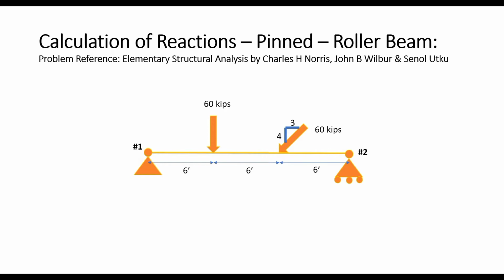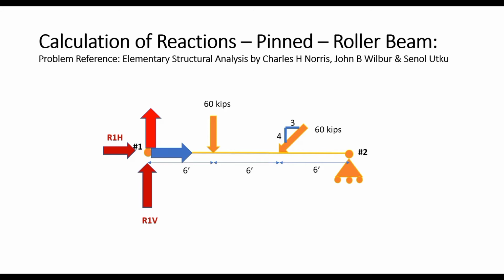Now we will consider the global axis system in such a way that node number 1 lies at the global axis origin. The blue axis here represents the global x-axis, and the red axis represents the global y-axis. Now, we could remove the pin support and replace it by the restraints that it would provide, which would be a vertical reaction and a horizontal reaction.